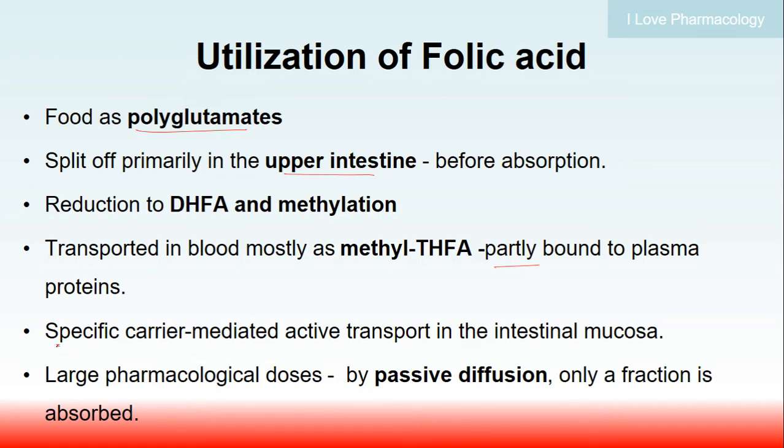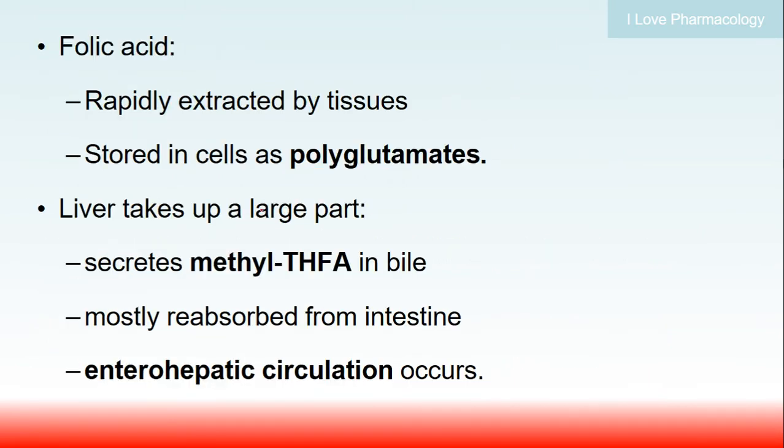So it involves a specific carrier mediated active transport in the intestinal mucosa. Whenever a larger dose of folic acid is given, the absorption will be through passive diffusion. The folic acid which is absorbed will be rapidly extracted by tissues, and it will be stored as polyglutamates.